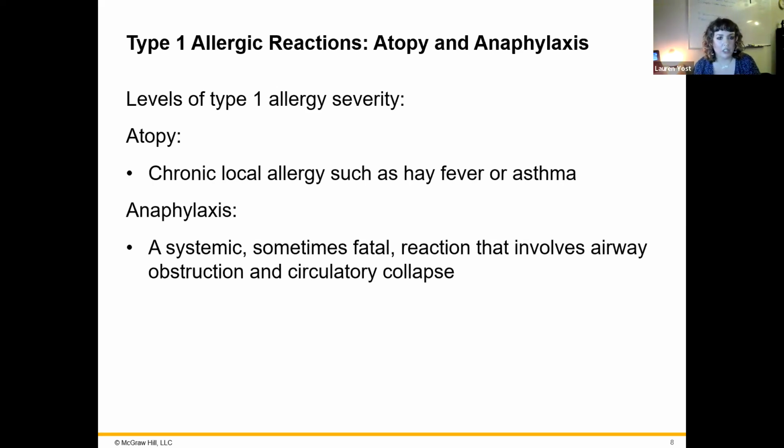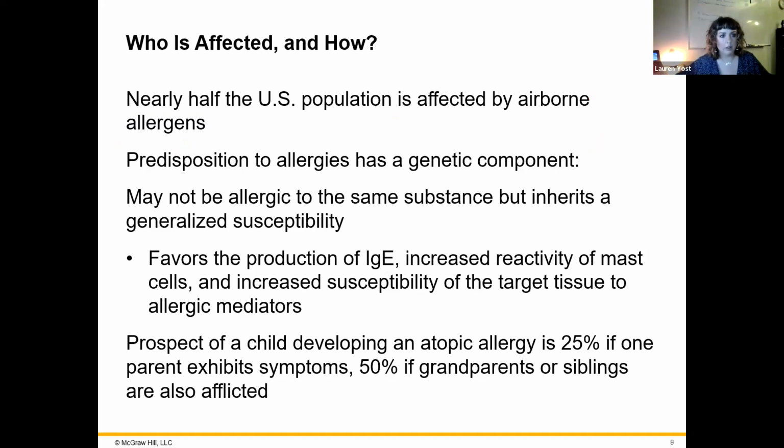For levels of type 1 allergy severity, we have atopy, which is going to be localized, and it is chronic because you'll have it recurring. That would be hay fever and stuff like that. And asthma, please remember that it's still part of just the respiratory system. It doesn't affect every other part of your body. So this is also a localized situation. So it is atopic. Now, anaphylaxis is going to be systemic and sometimes fatal if it is not controlled, where we have airway obstruction and circulatory collapse.